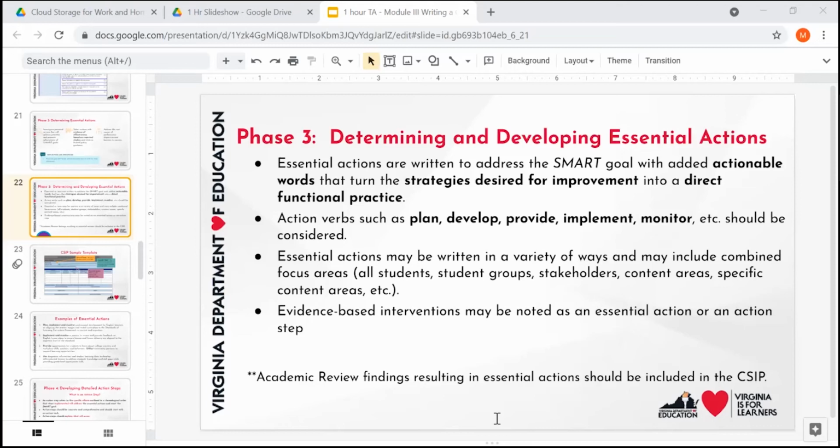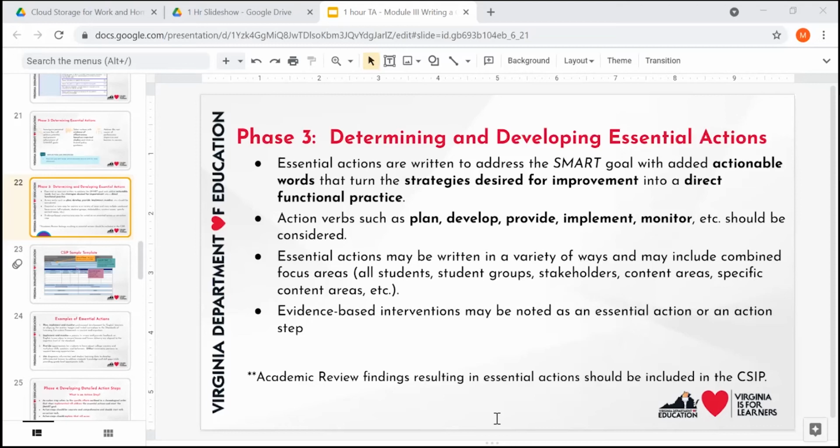Okay, and it could also be based on content area, right? If your SMART goal is focused on all, right, you might have an essential action for math and for science, right? So it depends on how you wrote those SMART goals and what strategies you're going to be implementing and who the target group is for those strategies. And you can use your evidence-based intervention, could be an essential action or an action step.